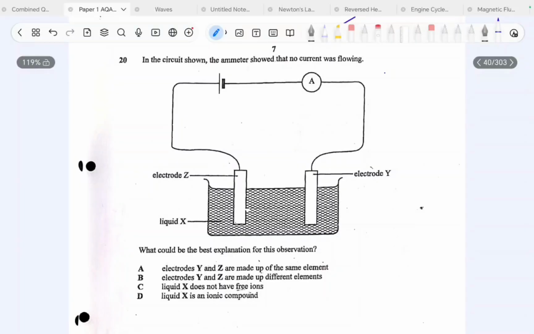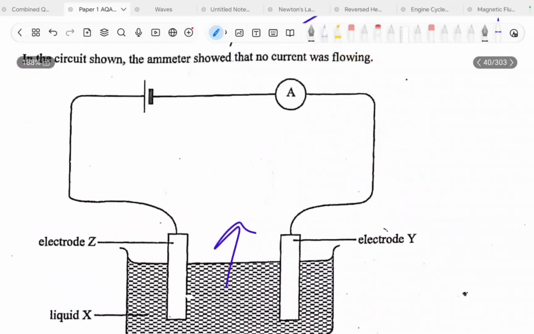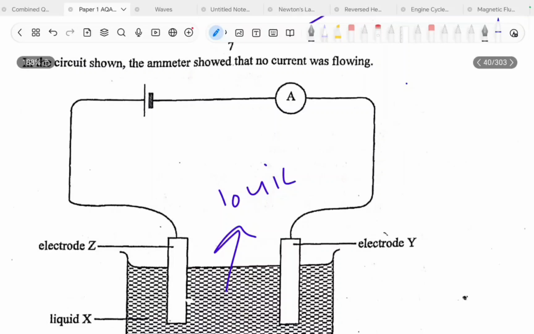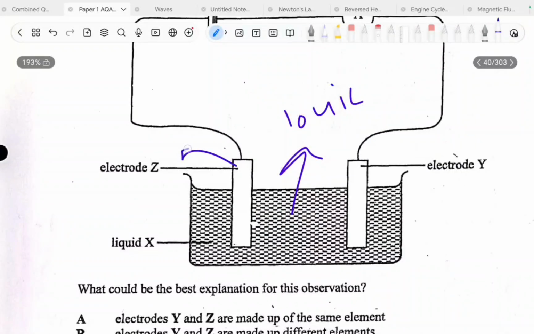In the circuit shown, the ammeter showed no current flowing. So what could be the explanation for this observation? Okay, so we all know electrolysis. For electrolysis to happen, we need an electrolyte that is ionic or molten. Why should it be ionic or molten? So that they can carry charge and it flows. In terms of the electrodes, they can be different materials, as long as they are inert, or they can be the same. Examples when they're the same are carbon and platinum.